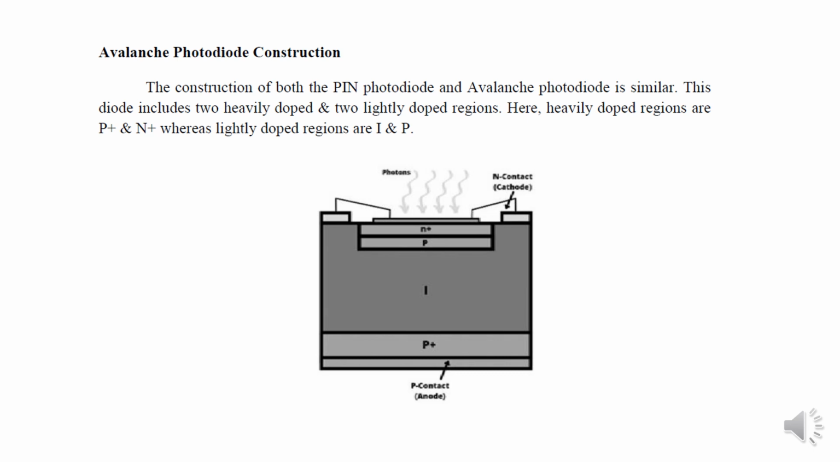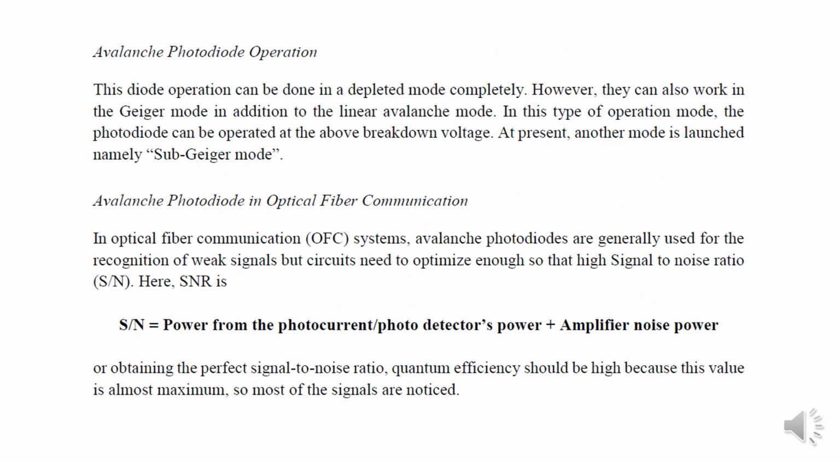When the velocity is highest, the charge carriers collide with other atoms and produce new electron hole pairs. A huge number of charge carrier pairs will result in high photocurrent. Therefore, the signal to noise ratio is given by this equation: power from the photocurrent divided by photodetector noise power plus amplifier noise power.